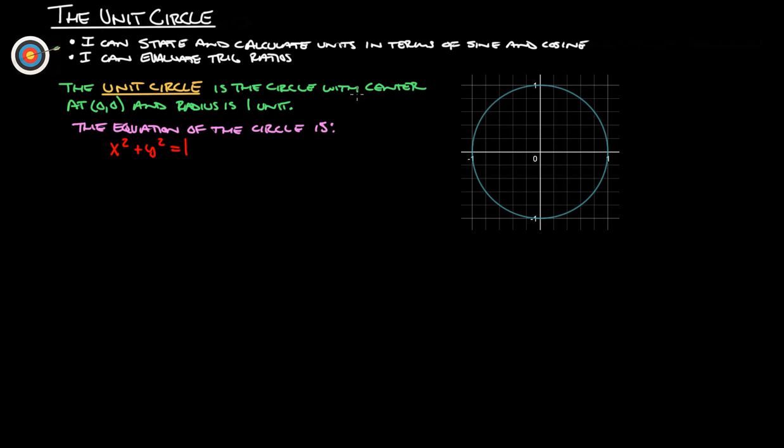The unit circle is a circle with a center at 0, 0, just like this here, and its radius is 1 unit. So the distance from here to here is 1, distance from here to here is 1. That's 1, that's 1. In fact, any point from the middle to any point on the circle is always going to be a distance of 1. This is called a unit circle. Okay. The equation of this circle is going to be x squared plus y squared equals 1.